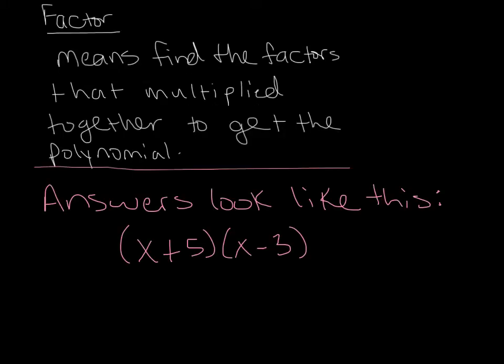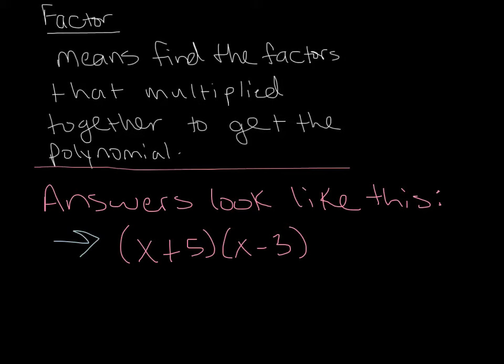Unit 5, Formula 1, Day 2, factoring. Okay, we're going to be spending the next week or so just on factoring. Factoring means you find the factors that multiply together to get the polynomial. Your answers are now going to look like what our problems used to look like. So this used to be what our problem looked like, x plus 5 times x minus 3, but now that's my answer. So what would happen when I was multiplying those out?